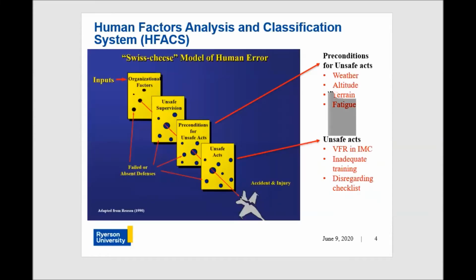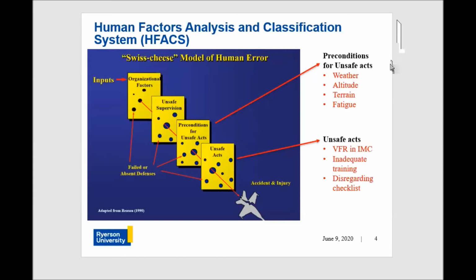Similar studies showed that the human factors analysis and classification system could be used to analyze and classify all the accidents, so that the data could be used to prevent further accidents from happening. It's based on the Swiss cheese model of human error, which states that human error could be divided into 4 different levels, where the last 2 levels, which are preconditions for unsafe acts and unsafe acts, are the main levels where a pilot could make an error which could snowball and lead to a fatal accident towards the end of the model.